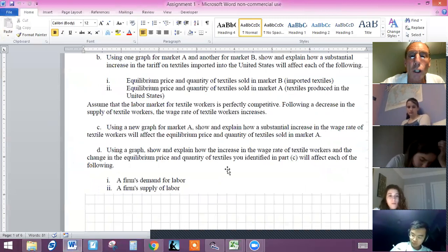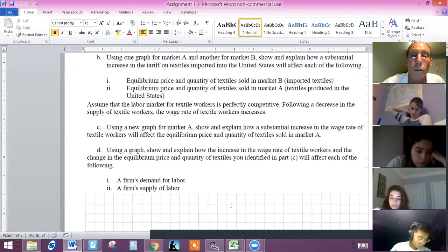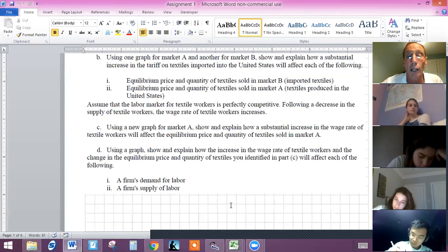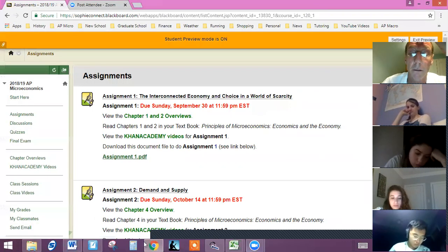Using the graph, show and explain how the increase in the wage rate of textile workers and the change in the price and quantity you identified in part C will affect a firm's demand for labor and a firm's supply for labor. Okay. I know I'm throwing a lot at you, so this might be the last thing that we do, okay? And I might just pick this up on Saturday or do another one because this is a lot. But this is what that would look like. Sorry.